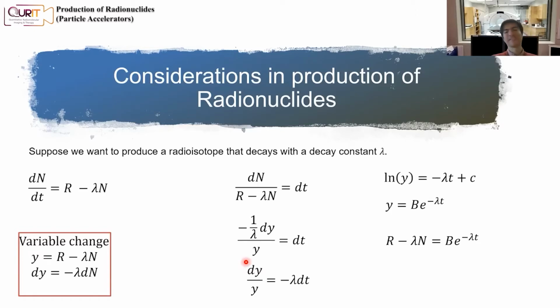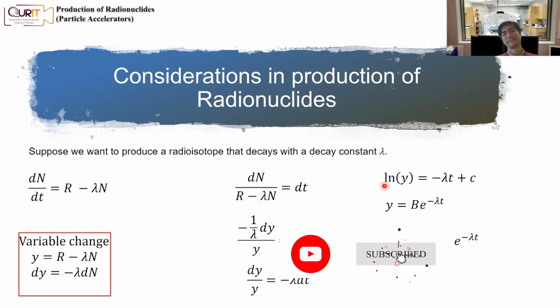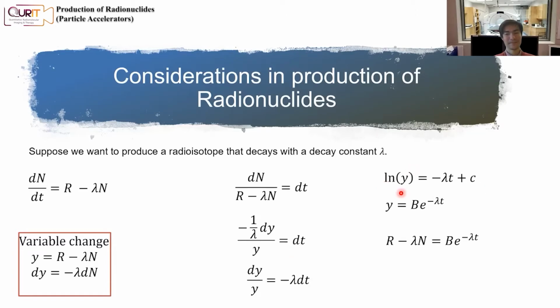So if you solve the differential equation, then you basically obtain this, which is the integration constant, and we can write in terms of exponents as b e to the minus lambda t. But again, remember our changing variable. So y is r minus lambda n, e to the minus lambda t.